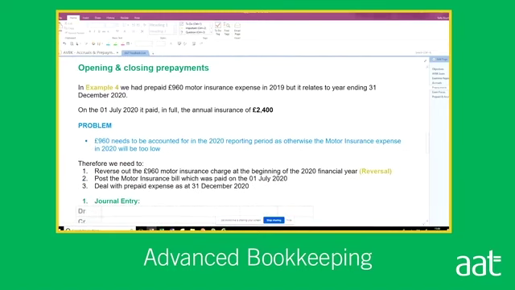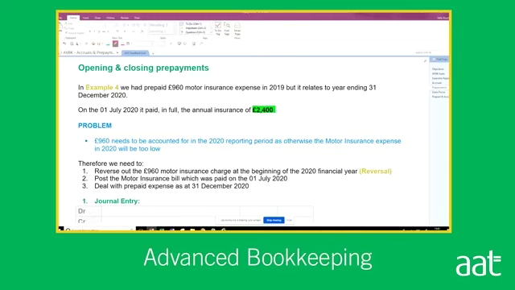So example 4, as I said, we got a prepayment of 960, but that relates to the year ending the 31st December 2020. So I need to get it into the 2020 account. But on the 1st of July 2020, we have paid in full an annual insurance of 2,400. So not only, being mean here, are we having to deal with the prepayment from last year that I need to get into the accounts for this financial year, but I've also got a prepayment at the end of the financial year that I need to take out so that I can account for it for next year.